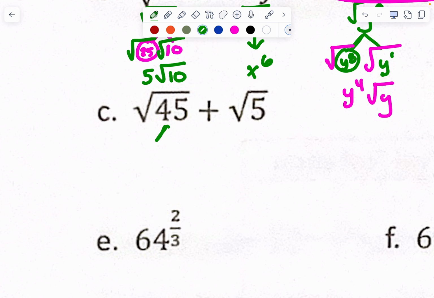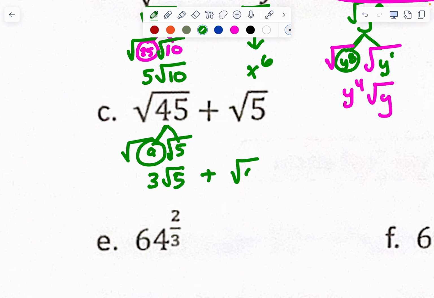3 square roots. Break down 45 into 9 and 5. The square root of 9 and the square root of 5 is 3 square roots of 5, plus the square root of 5. And that becomes 4 square roots of 5, or 10. 6, 7 stays 5. You're right. Okay, stays the square root of 5. 6. Got it? How was that?